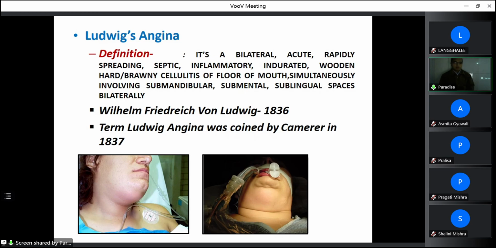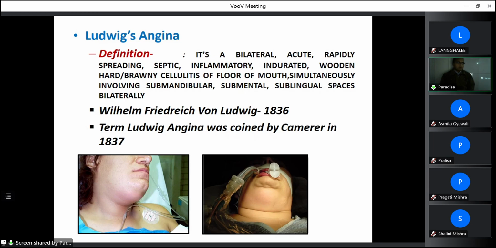Then you can proceed for incision and drainage. During Ludwig's angina, you have to give the incision bilaterally in the submandibular region. When you are giving the submandibular incision, you have to do blunt dissection, and the most important thing is you have to reach up to the sublingual space.